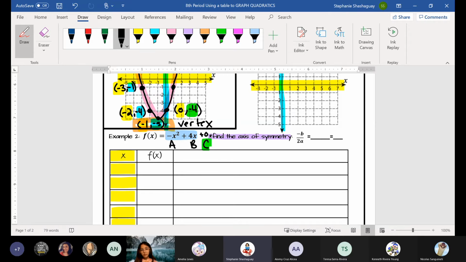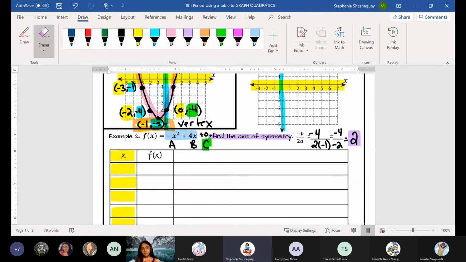All right. So negative x squared. So that's going to be a negative 1. So 2 times negative 1. And my b is going to be a negative 4 because I want the negative b. Negative 4 divided by negative 2 is equal to 2. So that means that my axis of symmetry is going to be 2. So where do I want to place that in my table? At the top, at the bottom, or in the middle? In the middle.